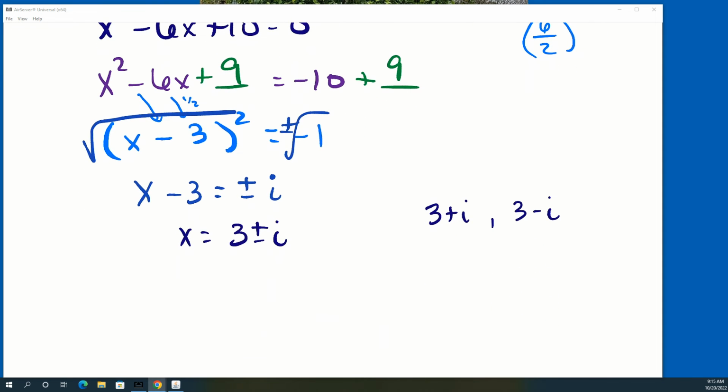Okay, so let's write our complete factorization. All right, so our factors start with an x, and then for each zero, we're changing both signs. So we're going to change the positive 3 to -3, and then this positive i to minus i. That's one factor. The other factor also starts with x, and we do the same thing. This positive 3 changes to -3, and then this minus i changes to plus i.